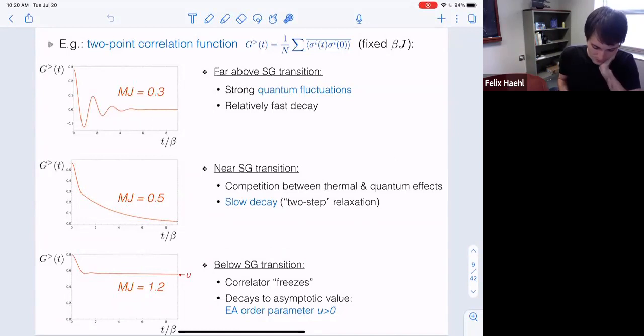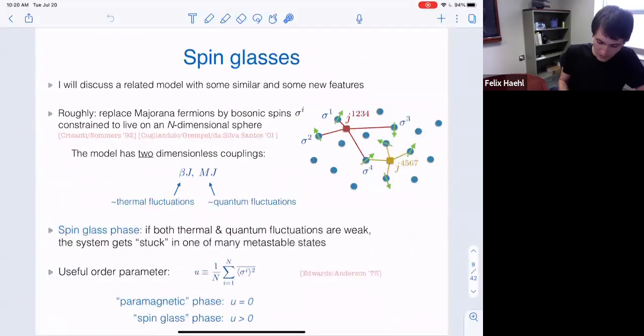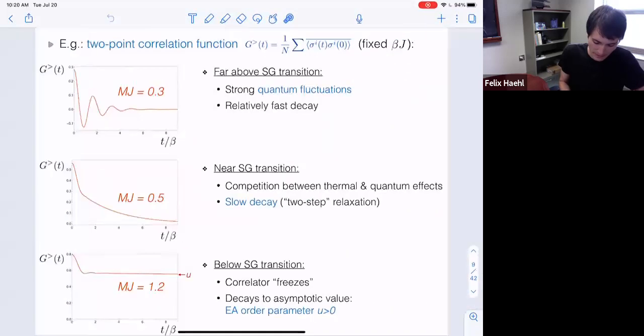So the correlator doesn't decay at all, but it approaches some asymptotic value, the two-point function. And this two-point function is closely related to this order parameter. It's clear that this asymptotic value is precisely this order parameter U. So that's perhaps quite a concrete way to see what this slow dynamics means.